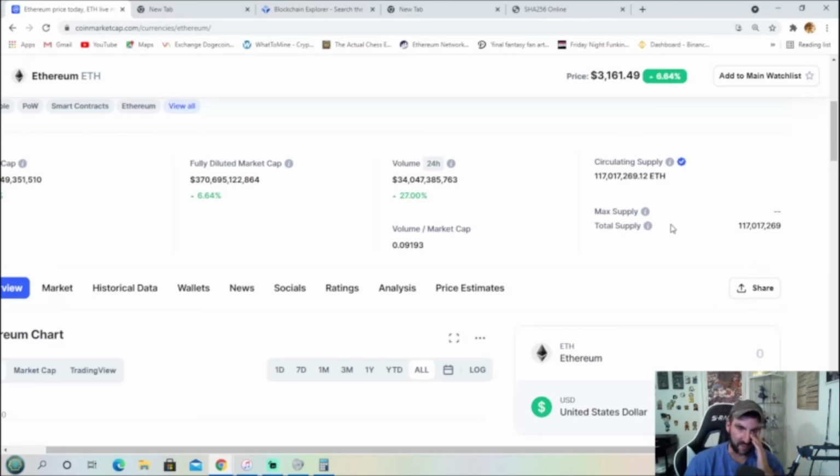It doesn't have a max supply, but Ethereum is really useful because it uses smart contracts, and smart contracts are things that claim that you own something. So you'll have an address like a Bitcoin address, except it's an Ethereum address, and that will be your address for owning whatever contract you have.